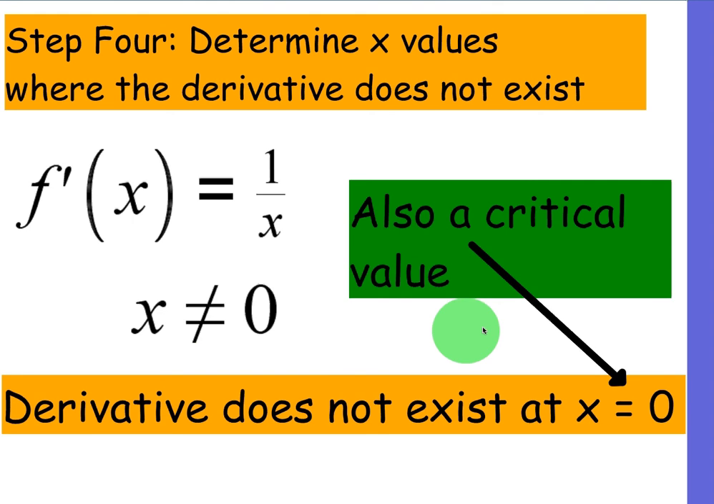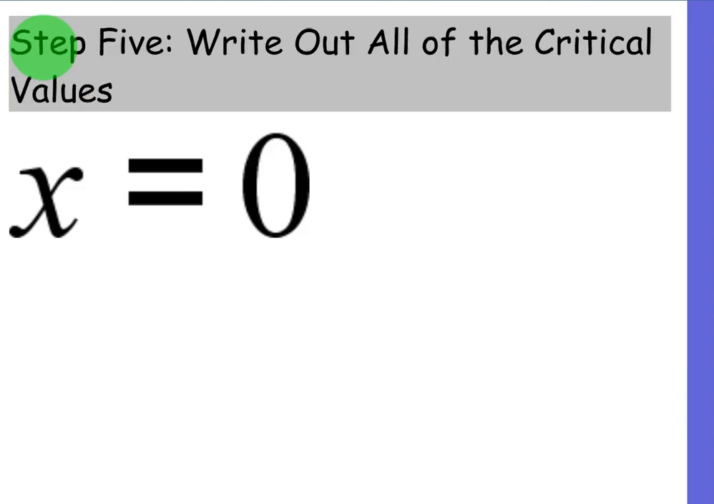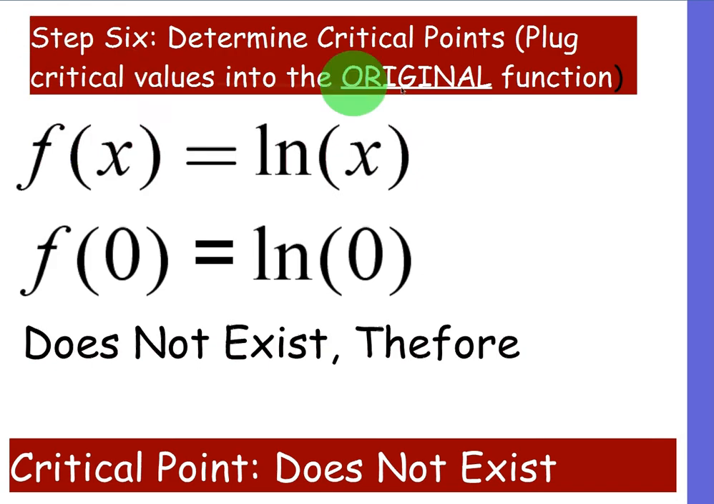So what do you need for a point? Well, you need a y value. So step 5, we will write out all of our critical values, but when we go to plug it back into the original, natural log of 0 doesn't exist. We know because e to whatever power you put will not give you 0 back. Therefore, there are no critical points. There is just a critical value.